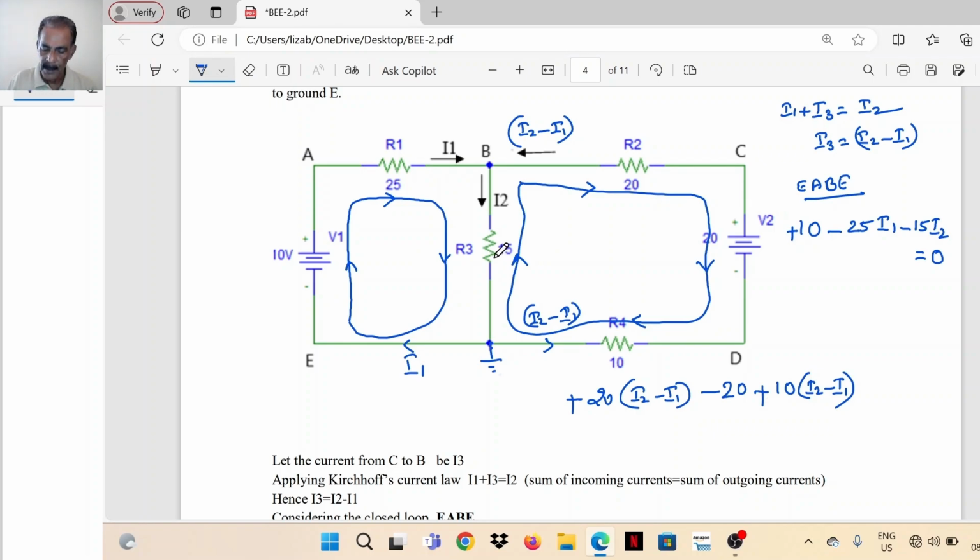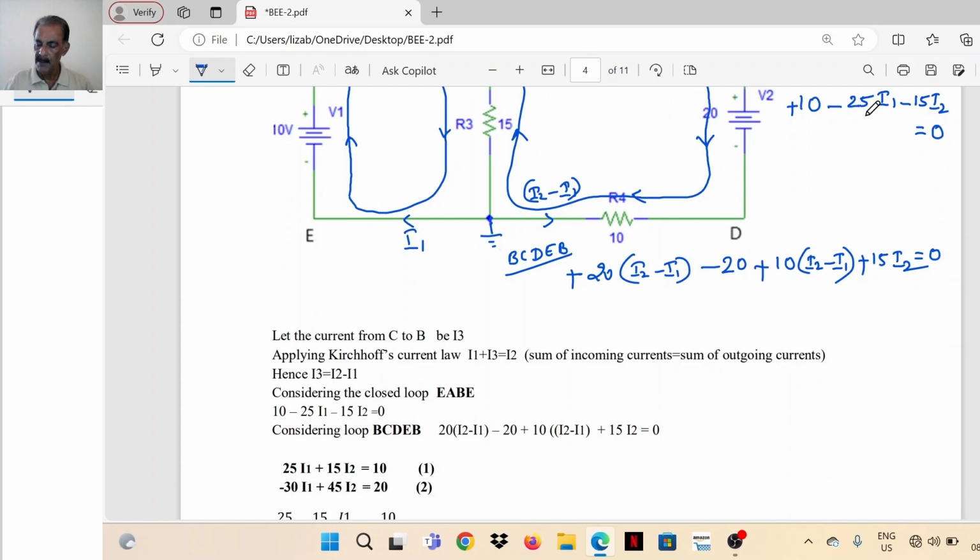Next IR drop is 15 I2. I2 is from B to ground, downwards. The loop is upward, ground or E to B, opposite direction. So plus 15 I2 is equal to 0. This is for the loop B, C, D, E, B. Now we have to simplify these equations.